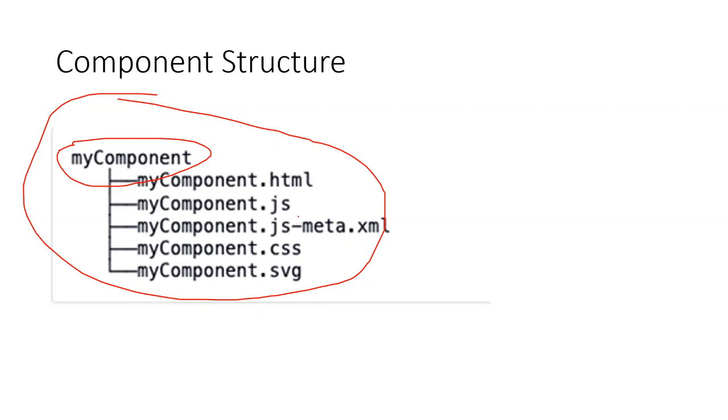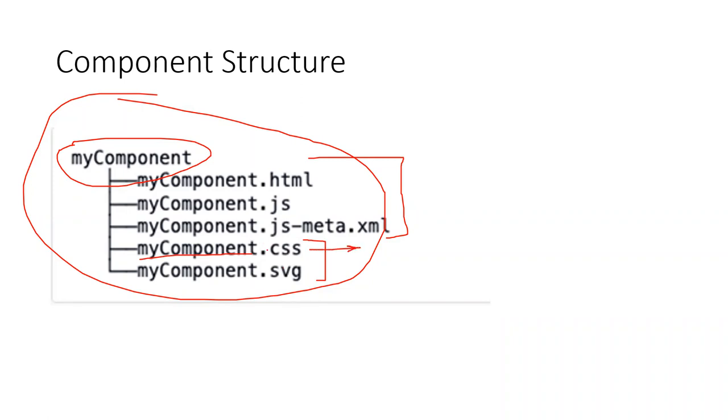So these are the five main files, but when you create a Lightning Web Component, by default there will be only these three files: .html, JS and the meta file. If you want to add these two additional files, please feel free to add them. But again, this should be the naming convention: the folder name .css, folder name .svg. If you are adding these two files, make sure there is something inside the file.